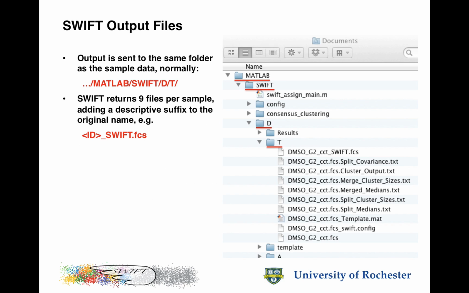After it's finished the clustering run, SWIFT writes several output files to the same folder that originally contained the data. So here's the original file down at the bottom, and the other 9 files represent different kinds of output produced by the SWIFT clustering algorithm. The names are made up by taking the original name and adding a descriptive word or two at the end to indicate what type of file it is. So I'll show that simply as the ID being your particular file name followed by the standard suffix.